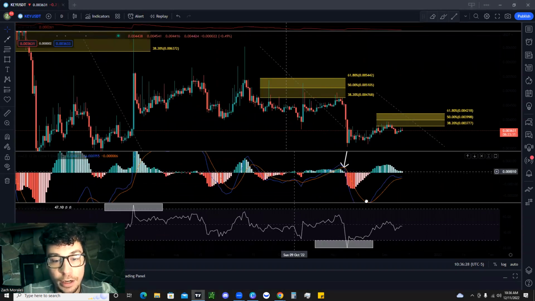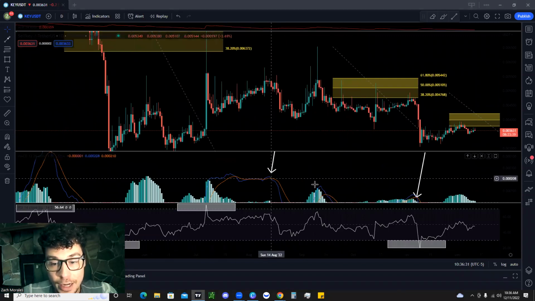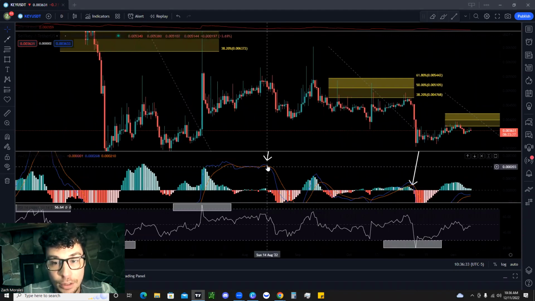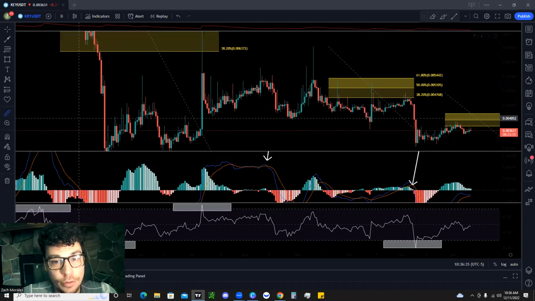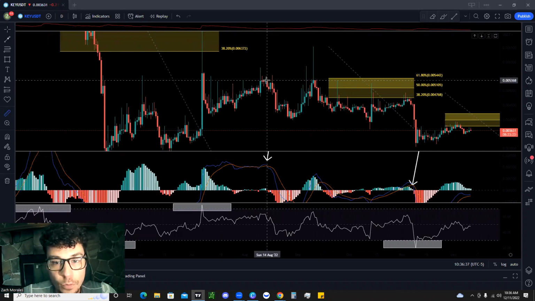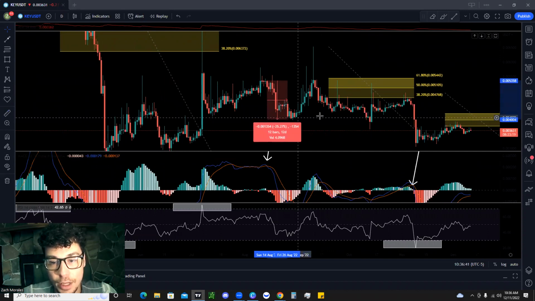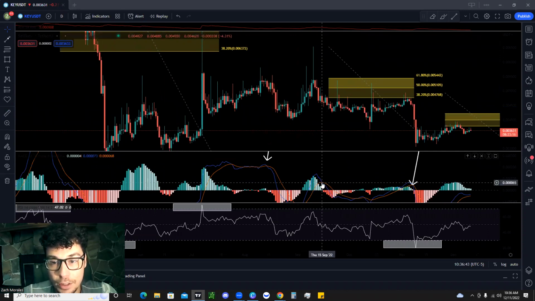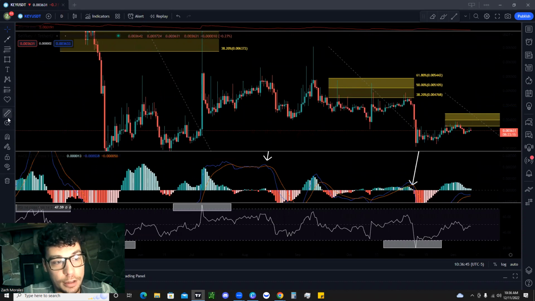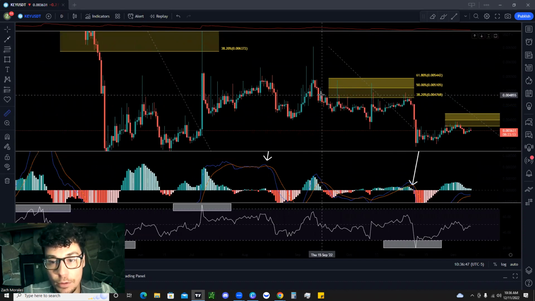We can go over here and take a look again. Here's our previous MACD sell signal, and that one led to a very sharp drop as well. We get our sell signal right here and we end up dropping 25%. Over here, I didn't draw it on, but ultimately we do get another MACD sell signal right here as well.